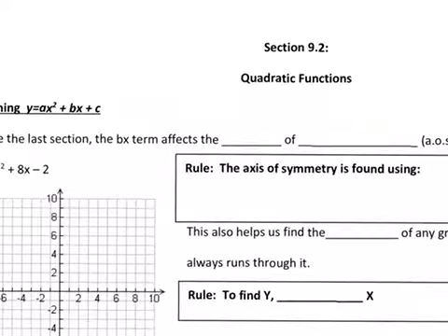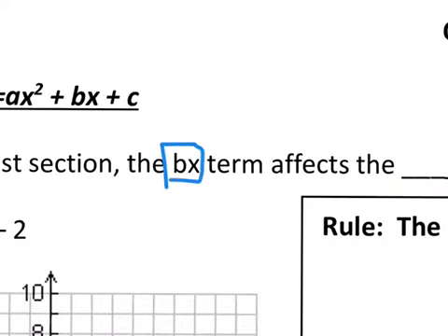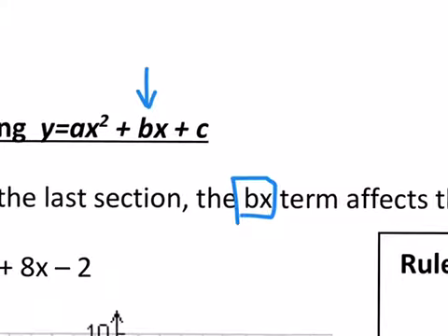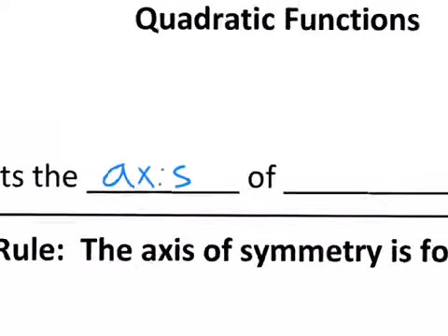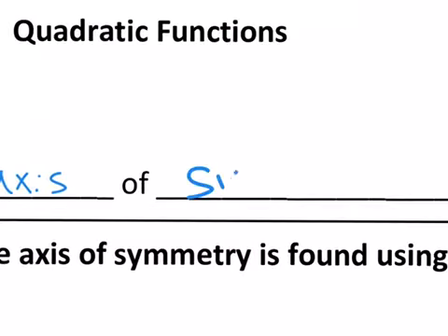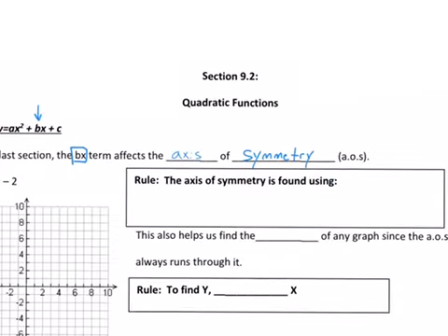Unlike the last section, we're going to have a bx value now, so we're going to start to have a value here in the middle. And that's going to affect what we've already been talking about, the axis of symmetry. You'll see that abbreviated to AOS.